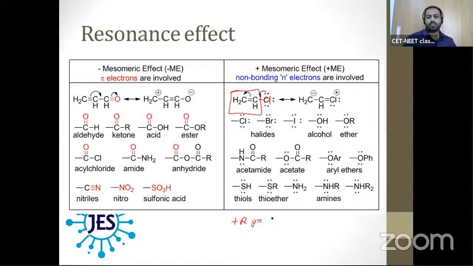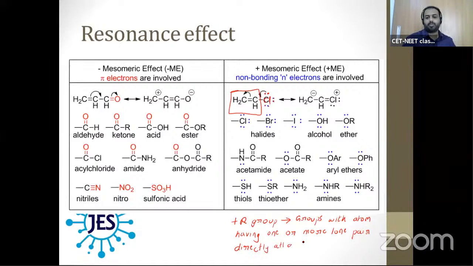Very easy. A group which contains an atom, groups with atom having one or more lone pair, directly attached to conjugated system. Such groups are all plus R.